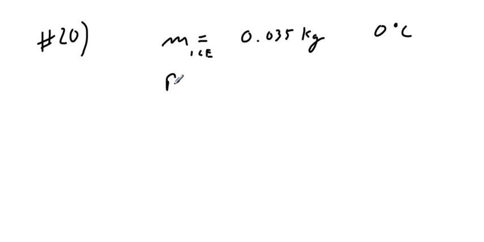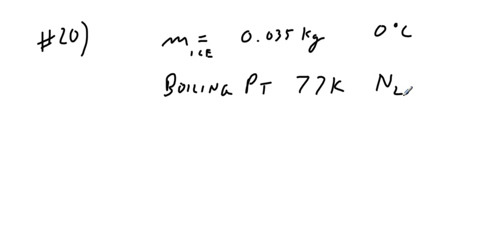Okay, so the boiling point of the nitrogen is 77 K. Isn't that nice? And the latent heat of the nitrogen is 2,000 kilojoules per kilogram. Assume for simplicity that the specific heat of the ice is constant and is equal to or near the value at its melting point.